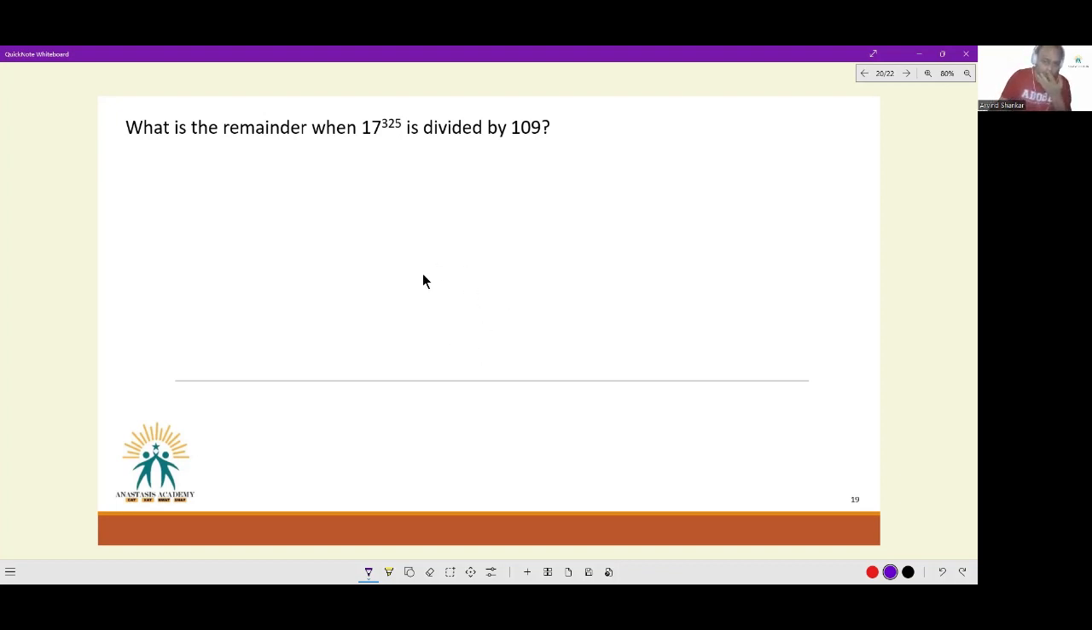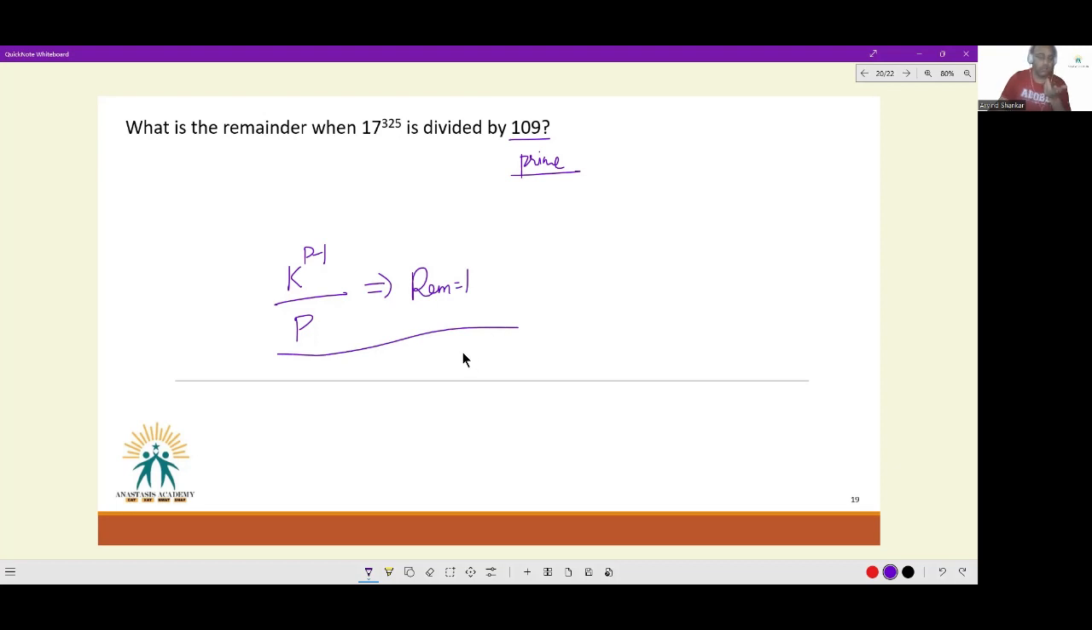This is a very simple application of a rule. See this. 109 is a prime number. So a number K raised to the power P minus 1, divided by the same prime number P, where K and P have to be co-prime, then the remainder is equal to 1.